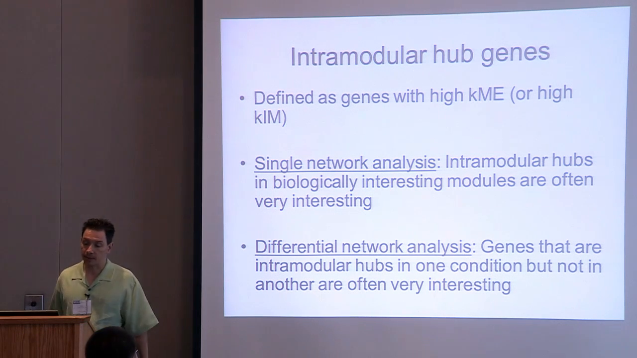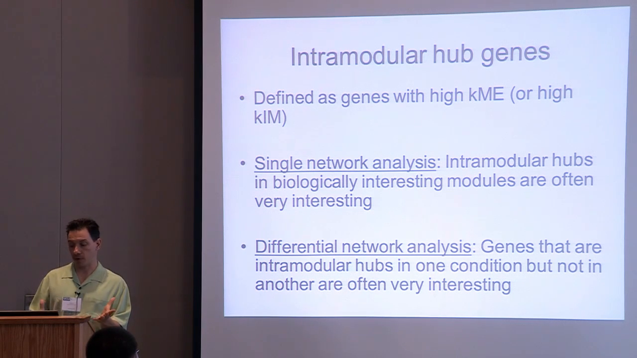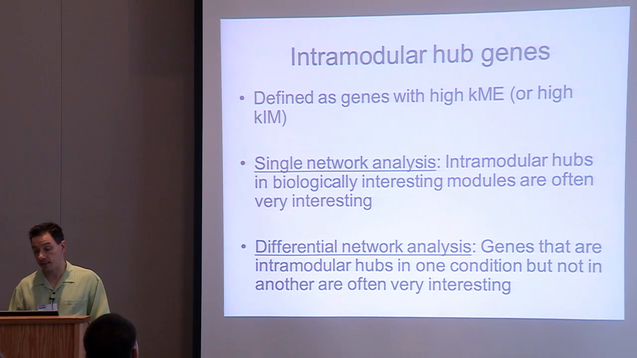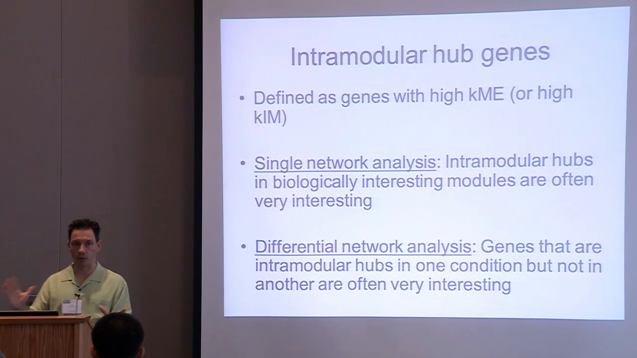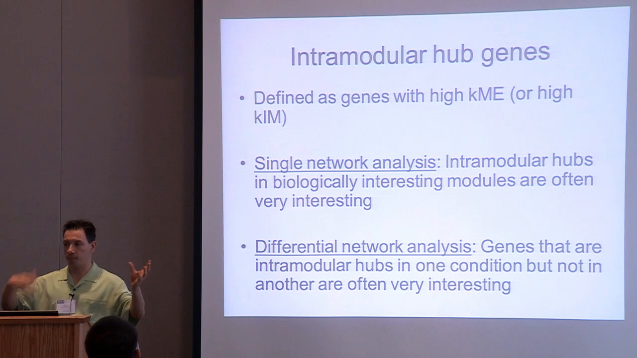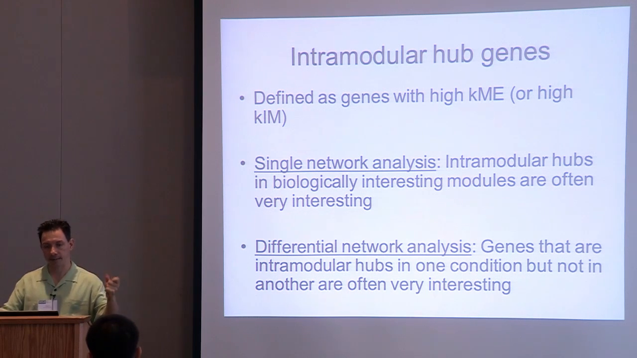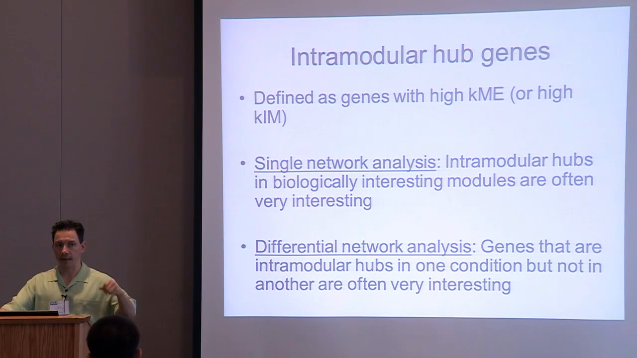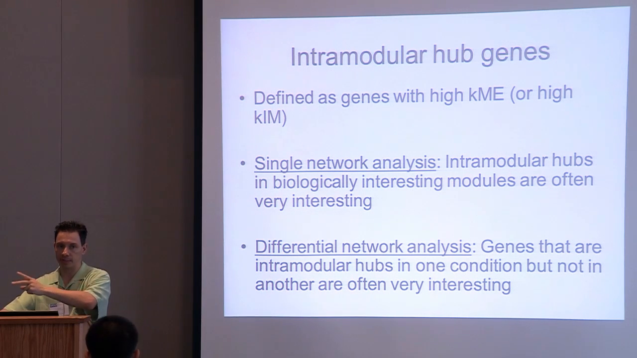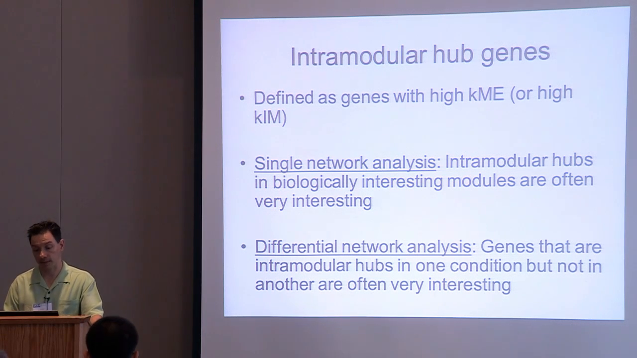you can define them using a single network, and you say, well, there's this autism module, and I look at the hubs inside that module, and that's an exciting analysis. But you can also ask a different question. If I have two networks, the human brain co-expression network and the chimpanzee co-expression network, you can ask, which genes are highly connected hubs in the human brain, but not in chimpanzees, and vice versa. And so that's differential network analysis.